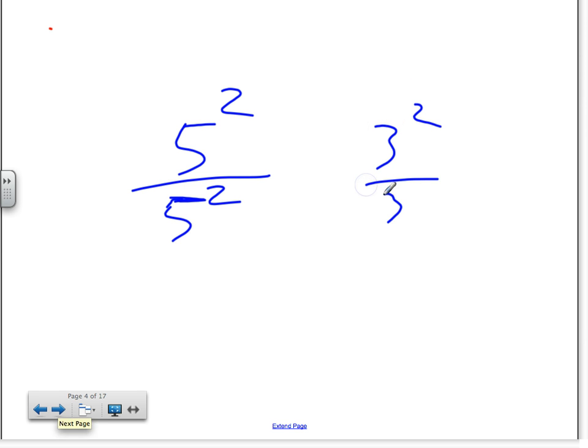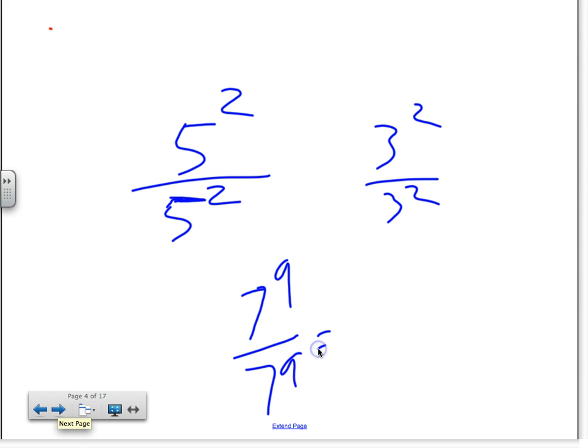What if I give you a problem like this? Guys, what's 5 squared divided by 5 squared going to get you? 1. Why? Because they're the same thing. So what kind of generalization can you make out of that? It's not a negative 2, it's 1.